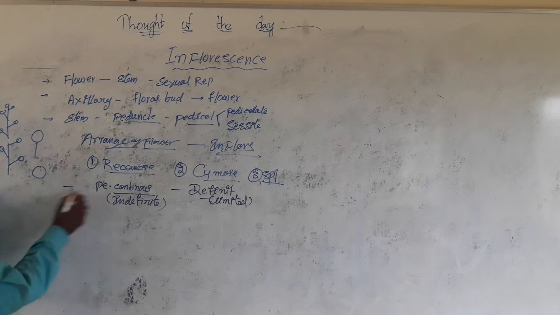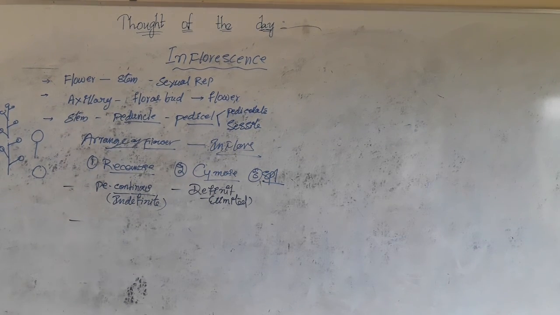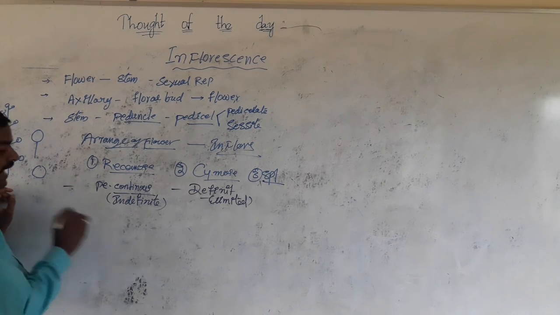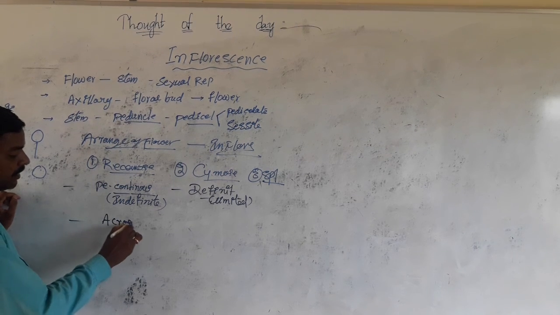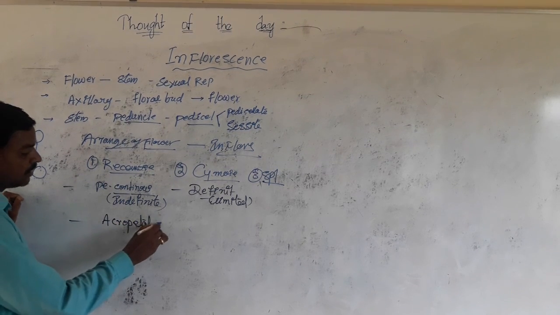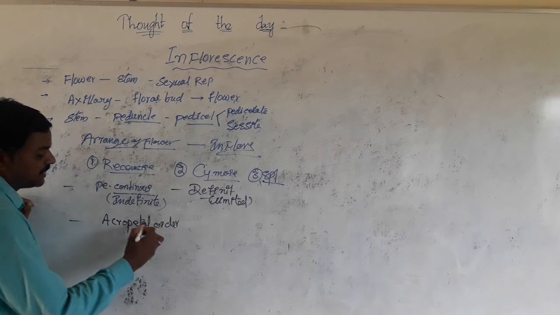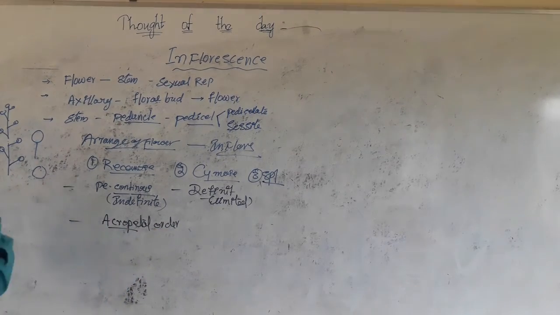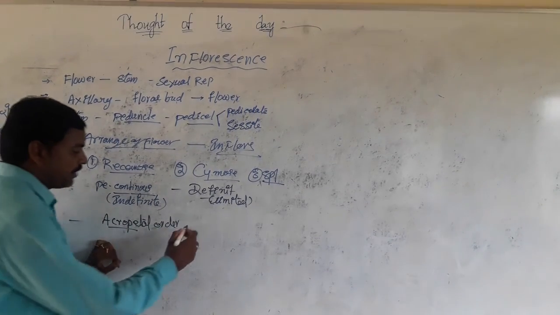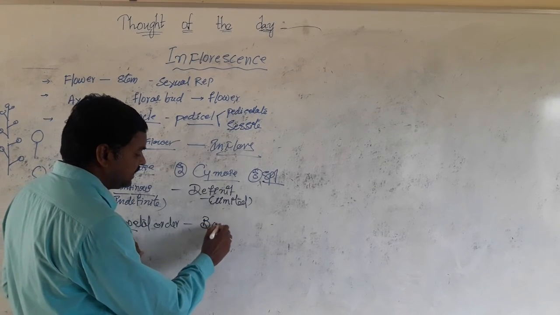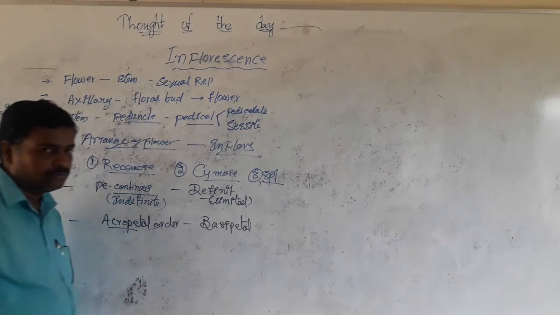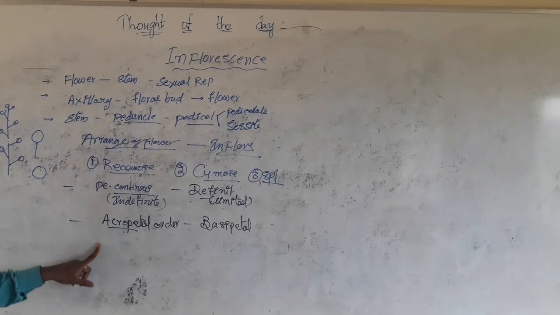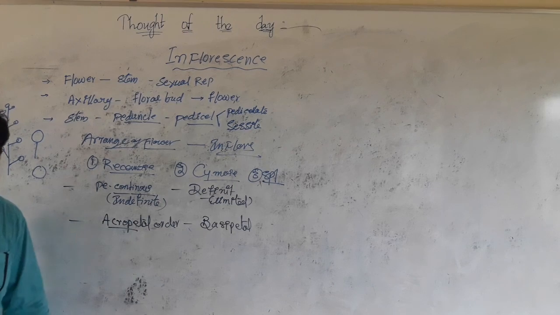Now coming to the second difference between racemose and cymose inflorescences. In one, flowers are arranged in acropetal order. Flowers are arranged in acropetal order. But in the other, flowers are arranged in a basipetal manner. What is the acropetal arrangement of flowers, and what is the basipetal arrangement?